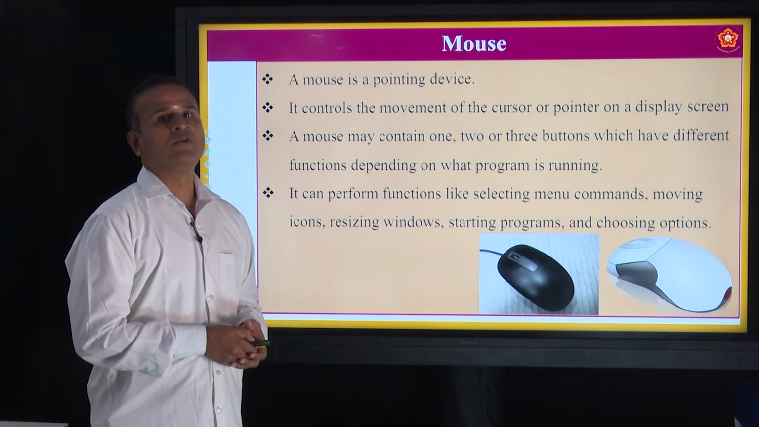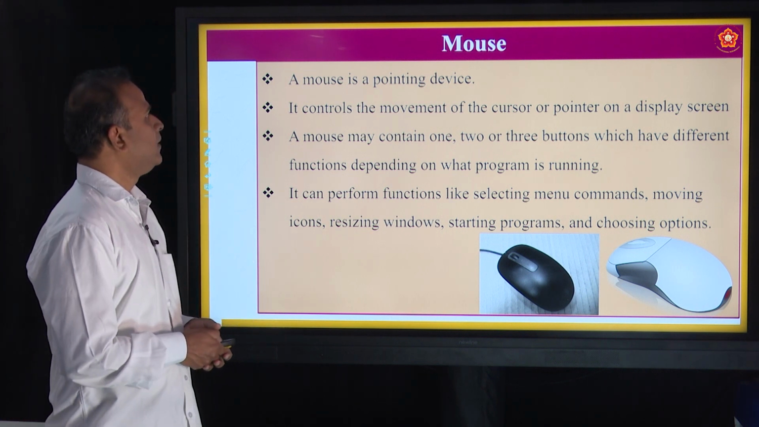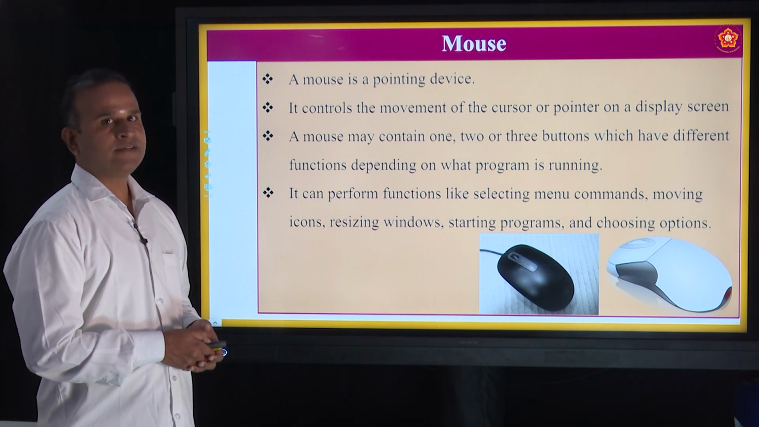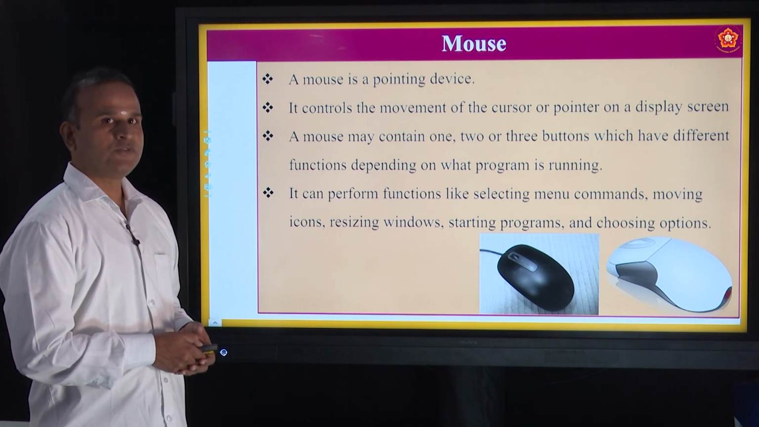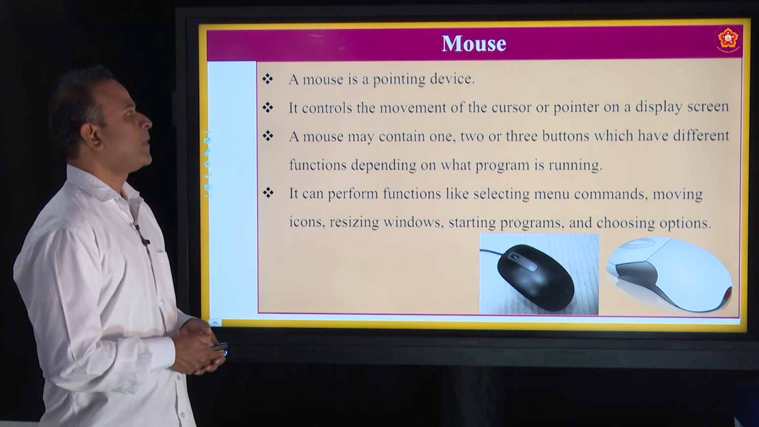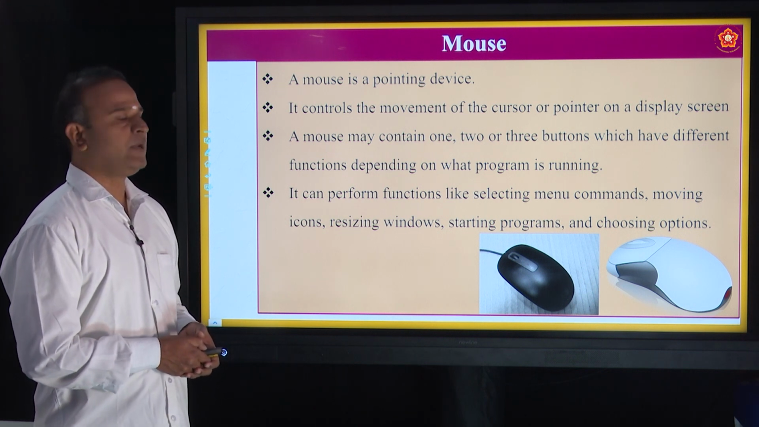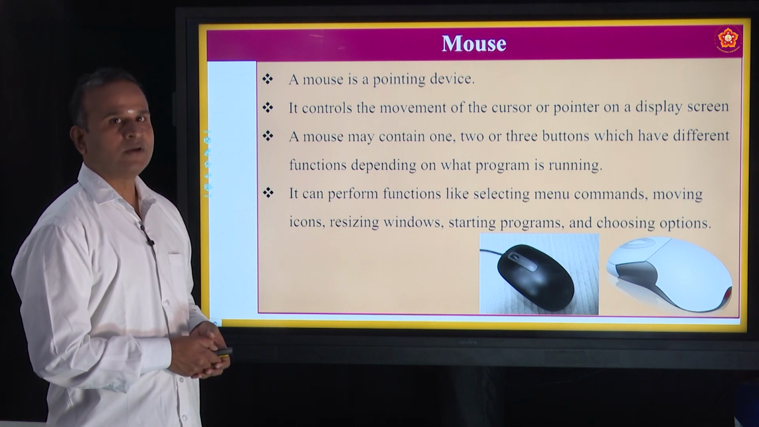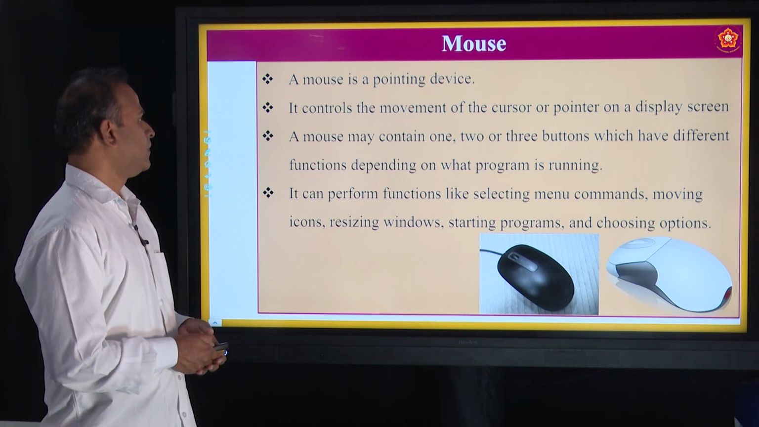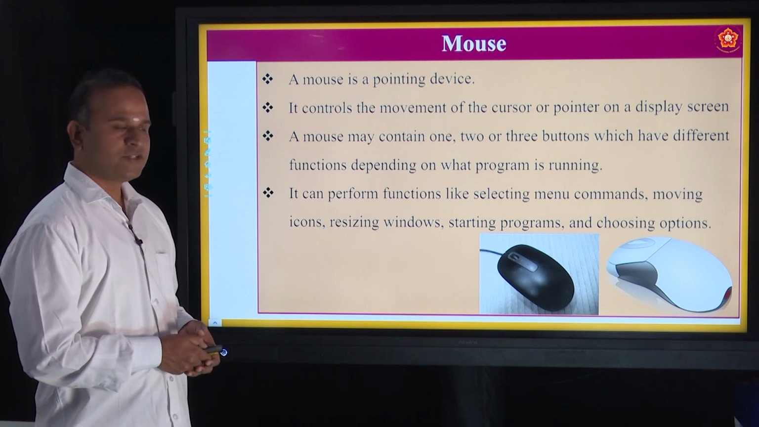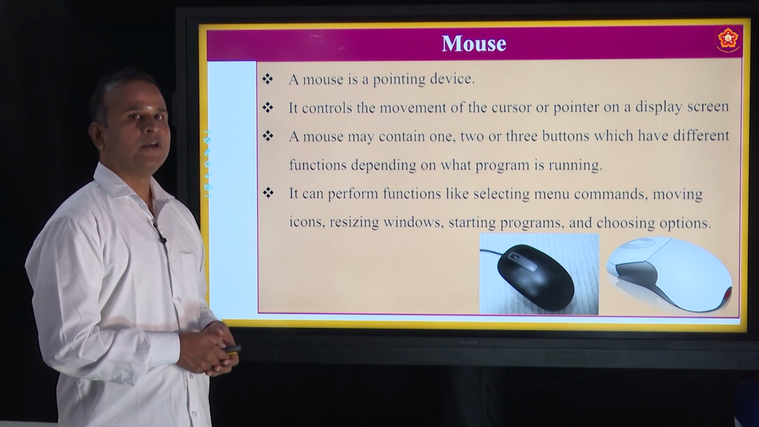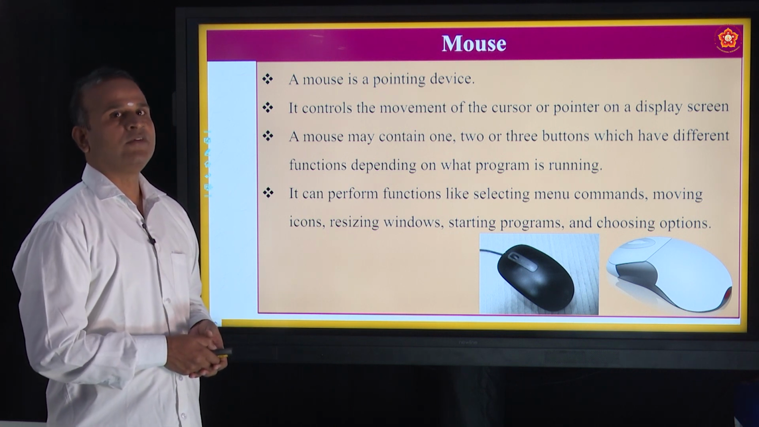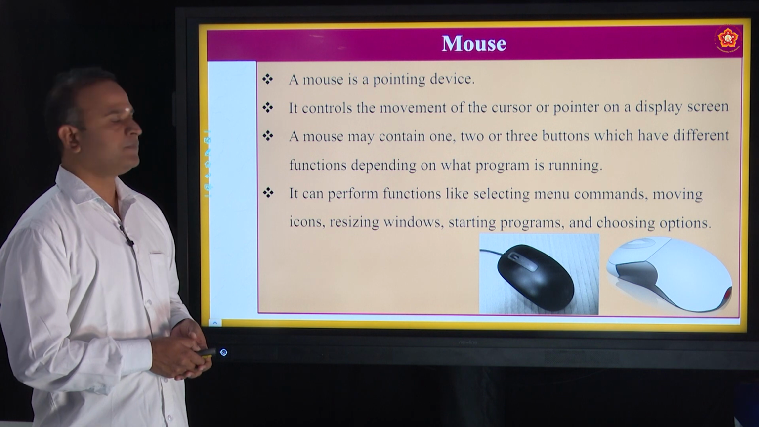Next we will learn about the mouse. The mouse is a pointing device. Again, this mouse is used for screen control or pointer control on your display screen. A mouse can have 1 button, 2 buttons or 3 buttons. It can perform functions like menu commands. You can move the window on your screen and you can resize your icons, etc.